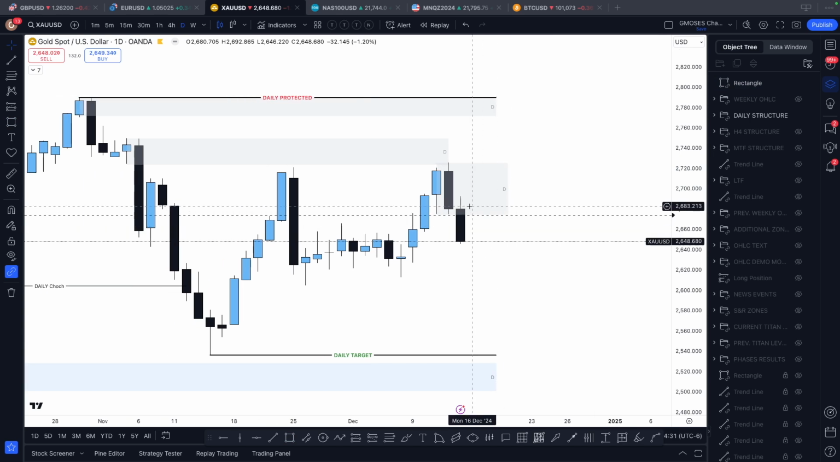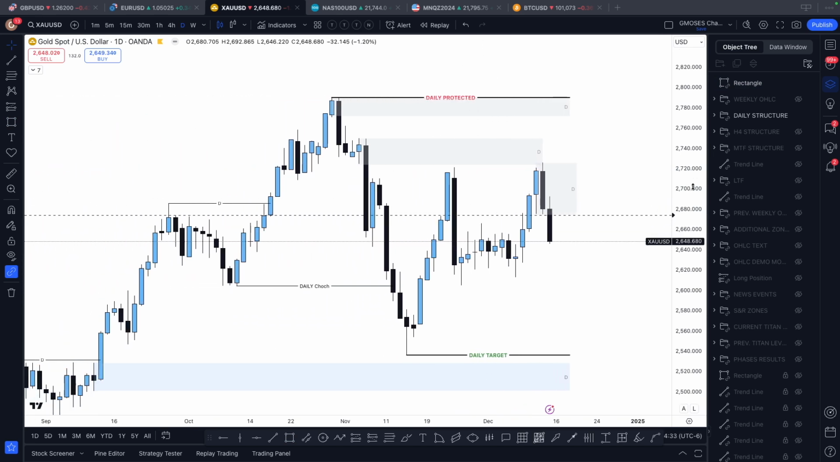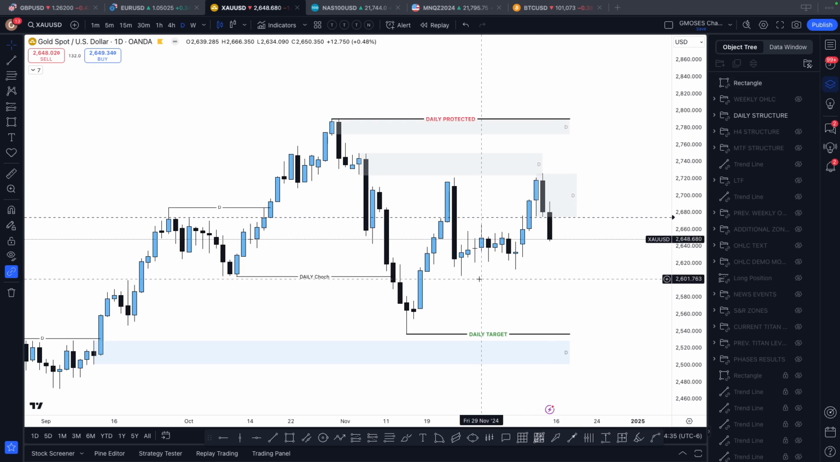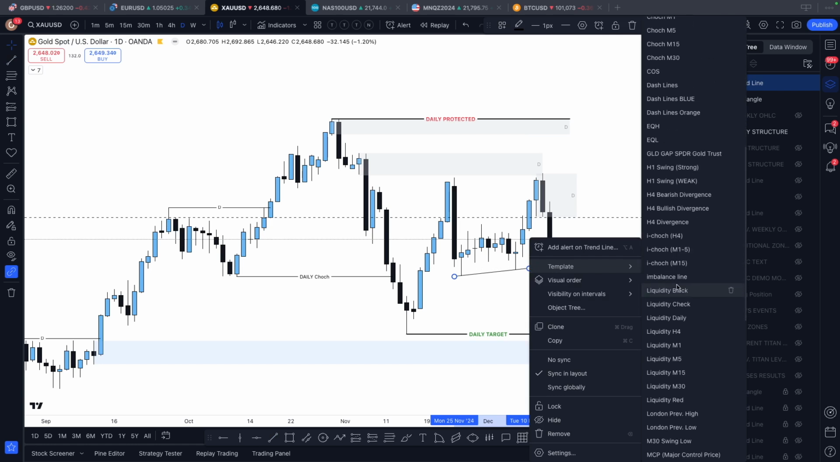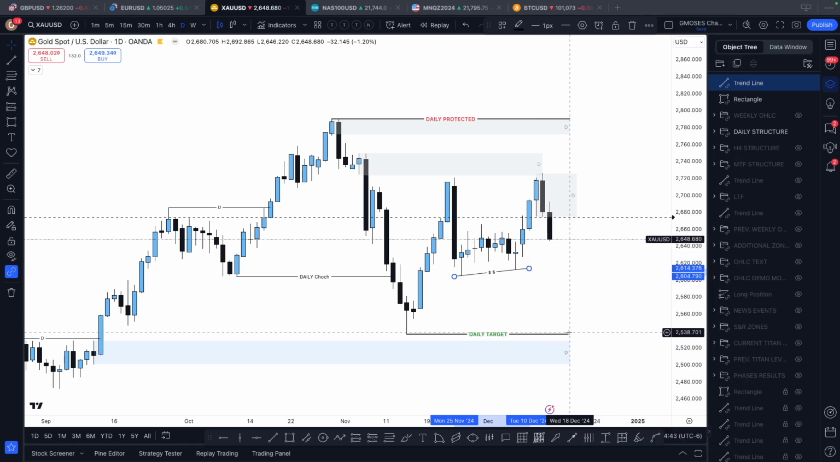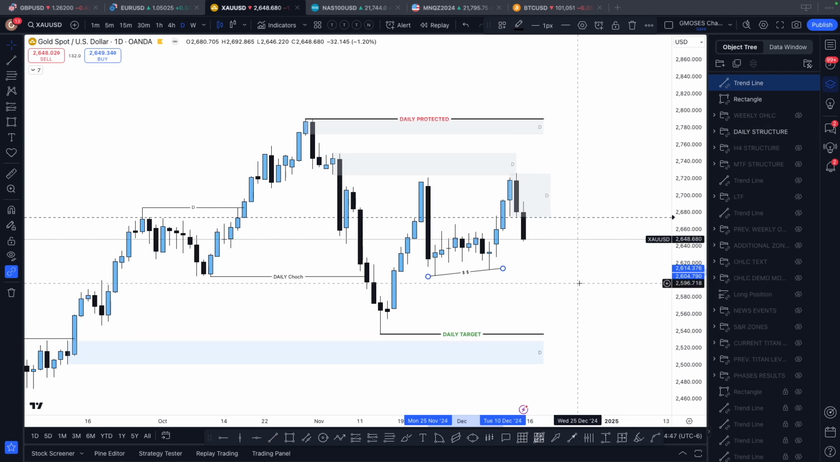And so price, because we're bearish on the daily, I'm looking for price to come down, take out this liquidity in this area here, and give us a descent to take out this daily target. We also have a daily demand in this area as well.